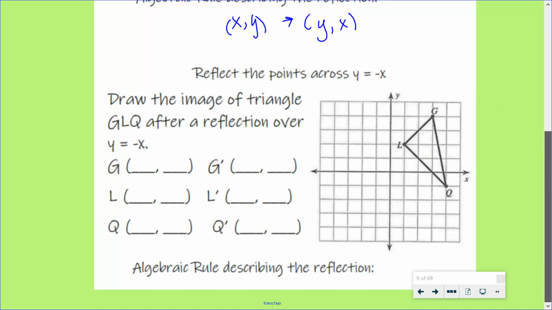Okay, we're going to pause the video again, and this time we're going to reflect the points over y equals negative x.